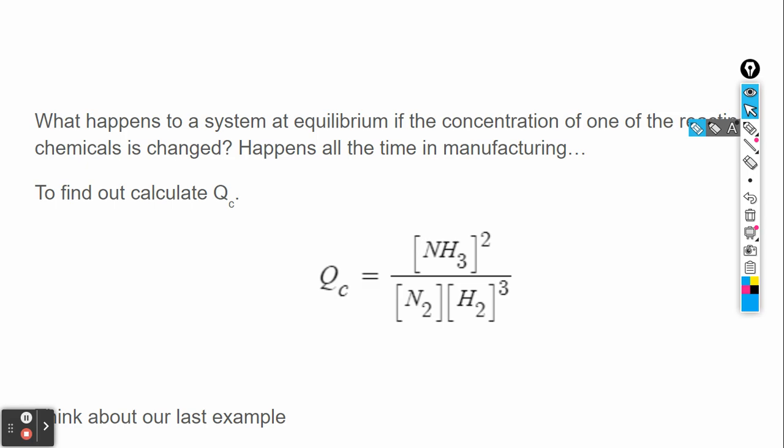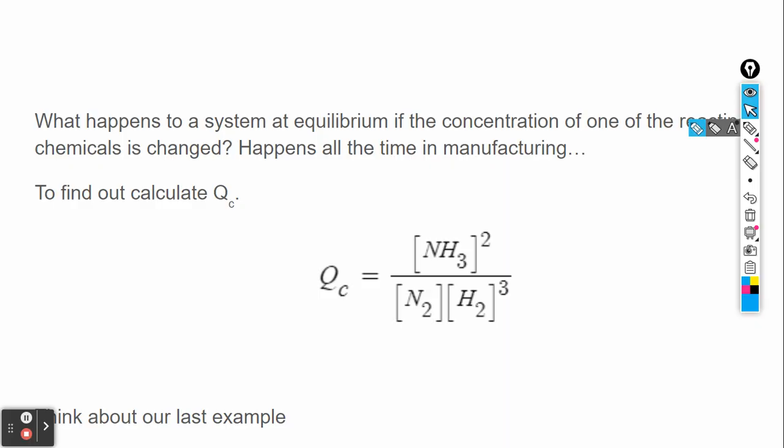This keeps happening as you remove ammonia. Similarly, if nitrogen was added, or hydrogen was added, or both were added, the system reestablishes equilibrium by shifting to the right. As long as temperature is held constant, the reestablished equilibrium will have the same KEQ as the original.